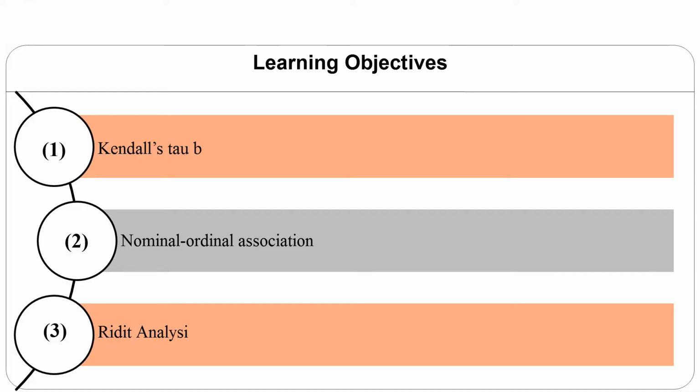Learning objectives for this module. We shall first define a summary measure of association called Kendall's tau b. Next, we shall consider situations where we have nominal-ordinal association, that is, one variable is nominal and cross-classified against another variable which is ordinal. Finally, we shall look in more detail at a popular technique for nominal-ordinal association called ridit analysis.